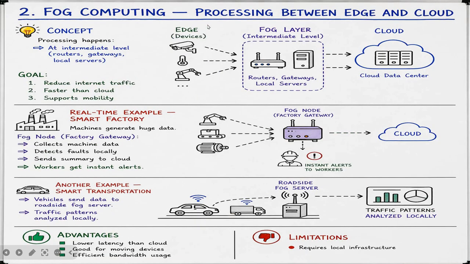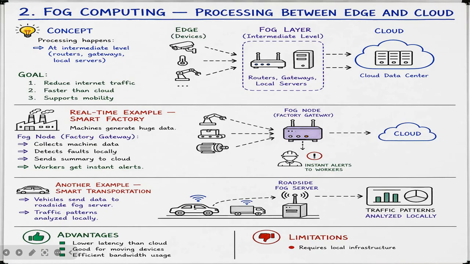Second is fog computing, where the processing happens between the edge and the cloud. Here the processing happens at intermediate levels, that is, the routers, gateways, or local servers. That is, the processing is done between the edge device and the cloud. The devices send the data to nearby systems like gateways or routers for quick analysis. Now here the goal is to reduce the internet traffic, that is, only important or processed data is sent to the cloud, and this will reduce the unnecessary data transfer over the internet. And second, it is faster than the cloud.